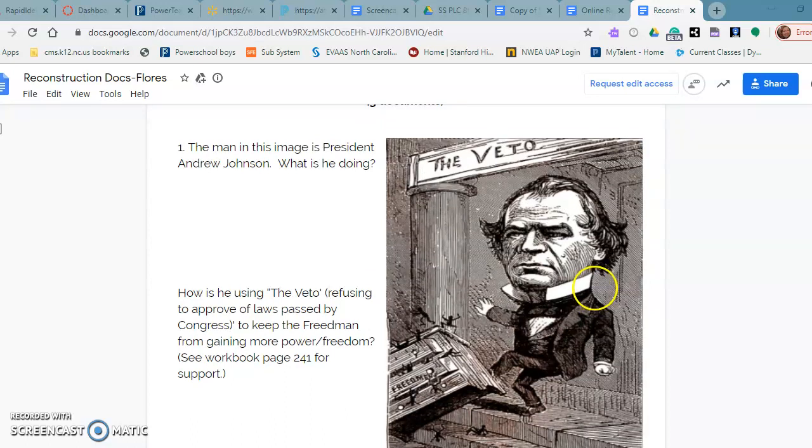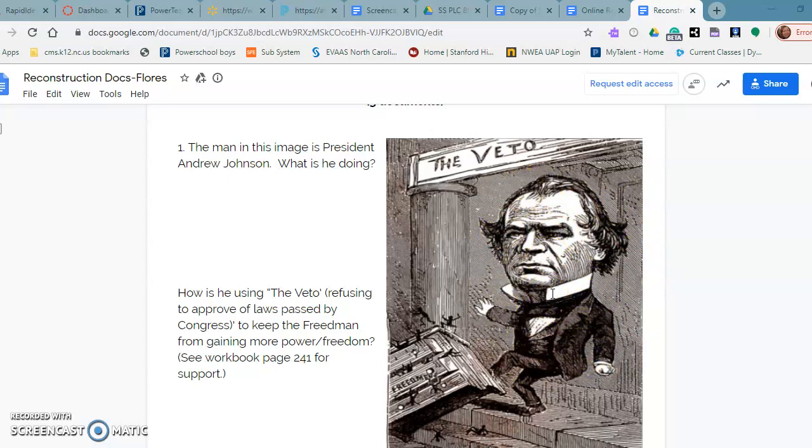So this political cartoon, you need to have a little bit of background information for it. The first thing you should always look for when you're looking at a political cartoon or any primary source in general is what is it saying, what hints or clues can you find within the document. So the first thing we should look at here is this guy, President Johnson.